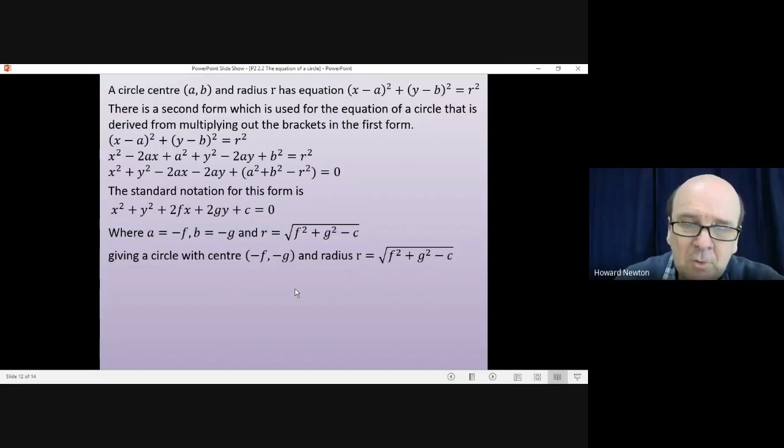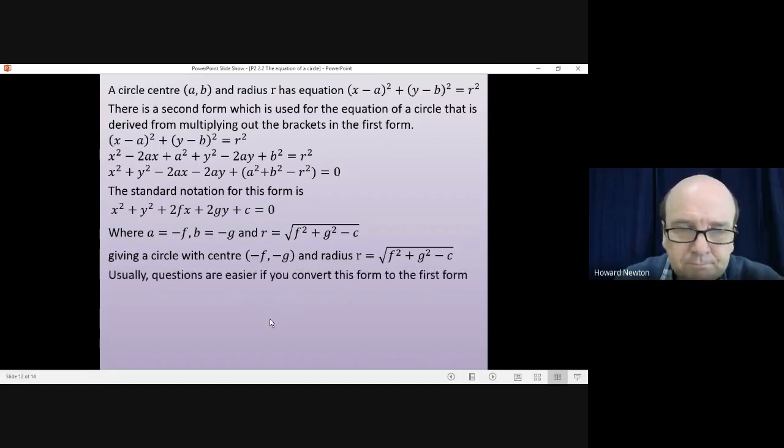Now, it feels a lot more clumsy, that, but there are questions where they ask you to use this form, and presumably there are questions where it's more helpful to use this form. But as I say, personally, I find questions easier if I convert from this form back into the original form. And that is what I would tend to do, unless there's an extremely good reason for not doing so.